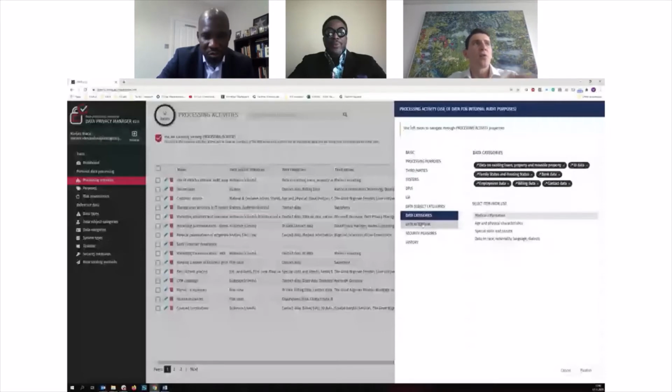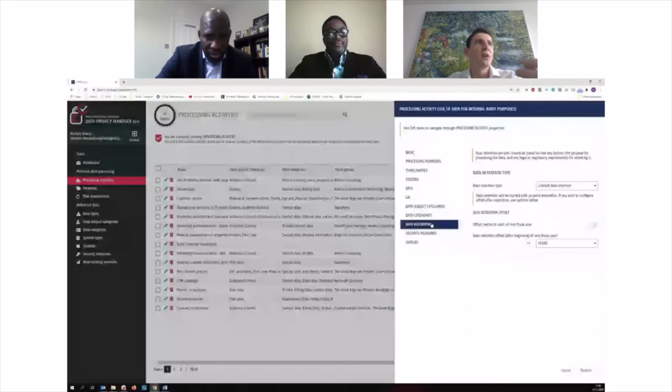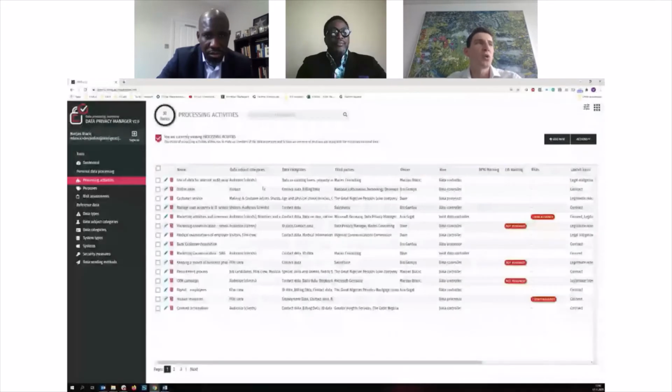So there is a lot of information that you actually need to keep track of. And the alternative to using a tool such as Data Privacy Manager is to keep it in an Excel sheet, which is not a long-term solution. For example, we have data retention here, and for this specific activity there is a limited data retention of 11 years, meaning there is a law which obligates the bank to keep this financial data for 11 years. And so on and so on.